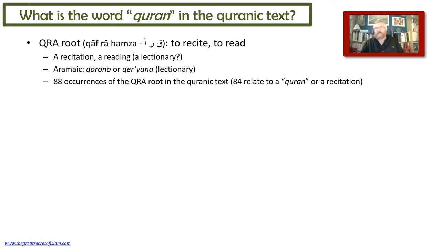There are, in Aramaic, according to the different dialects, the words qeryana and its variants, which specifically mean lectionary. So, as I said, a religious book, a collection of readings taken from the sacred scriptures, with prayers, with hymns, which is supposed to be used in ritual masses with a ritual calendar. There are 88 occurrences of the Q-R-A root in the Quranic text, and I've looked at every one of them, and there are 85 out of those 88 that relate to a Quran or to a recitation.